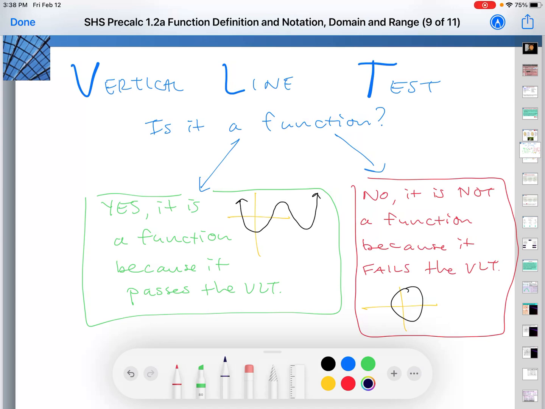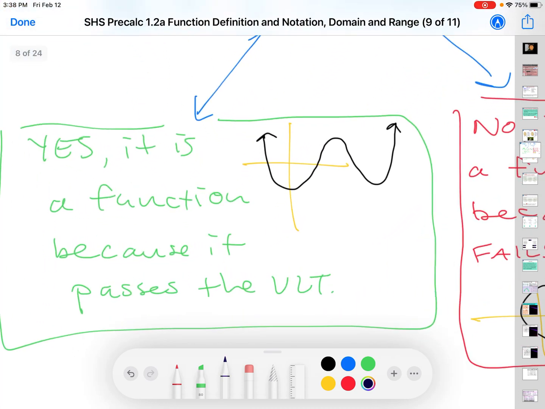Hey guys, I just wanted to go over the vertical line test. Basically, you're asking the question, is it a function? If you take a look at this graph here, and I draw a bunch of vertical lines, how many times does it go through that yellow line? Well, here it only goes through once, once, once, once. That would be the technical term 1-to-1, 1x to 1y. So yes, it is a function because it passes the vertical line test.